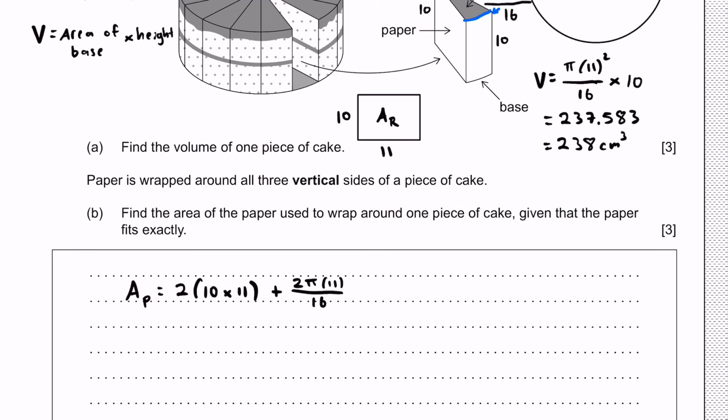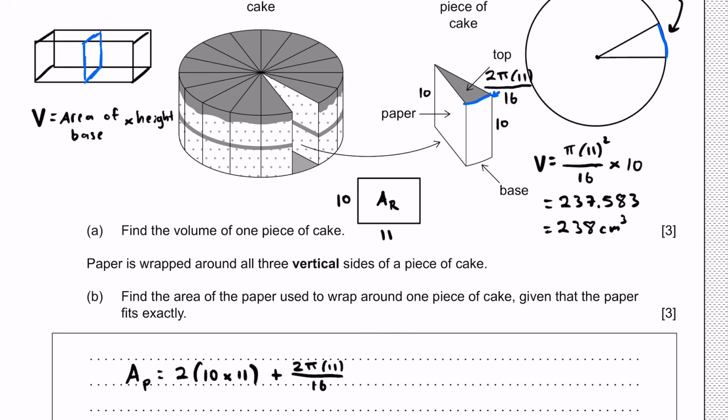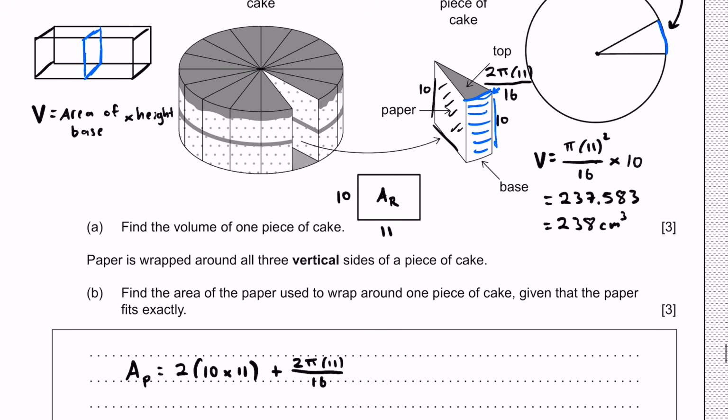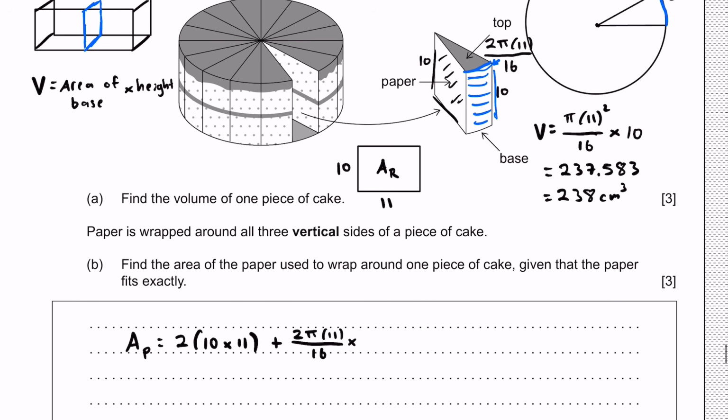And then what do we want to do with that? In the same way that we multiplied base times height to find the volume, here we've got our curved surface, and we're going to multiply it by this extension. And we're going to get this whole surface. So 2 pi times 11 over 16, multiplied by 10 once again. And this will give us the area of paper.